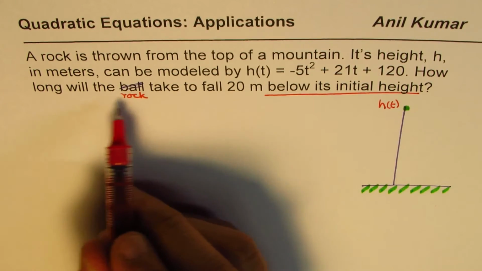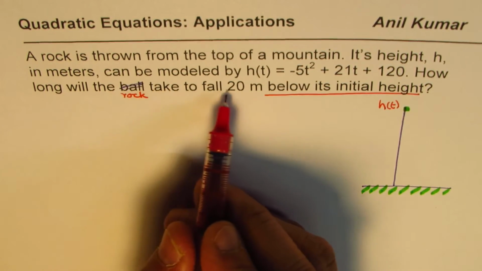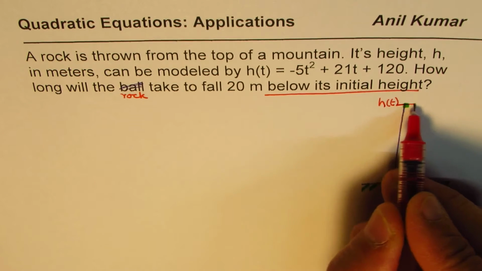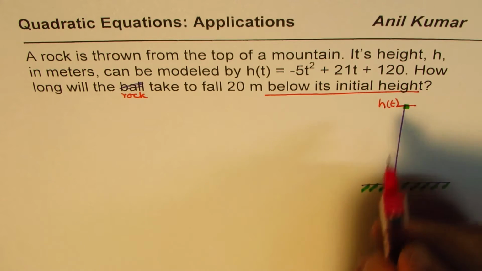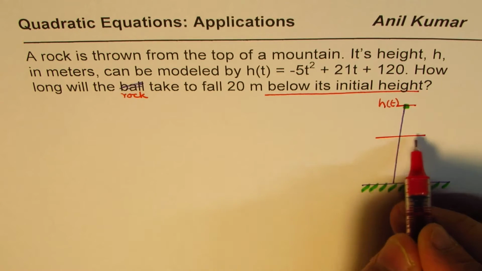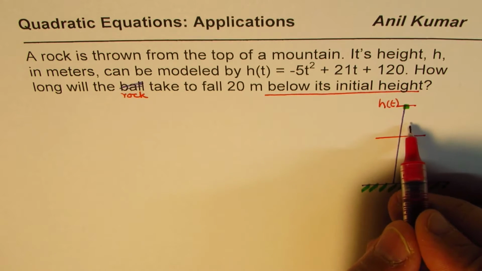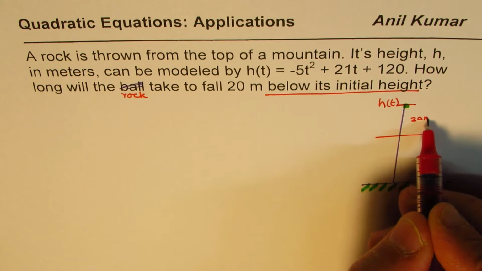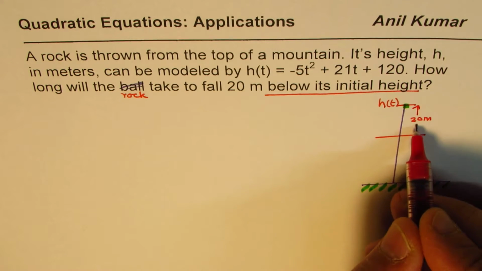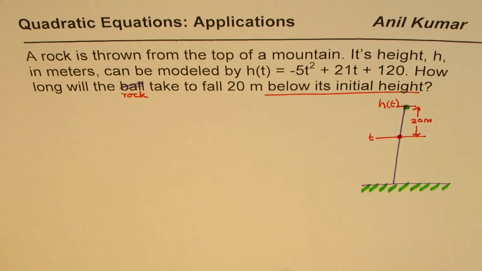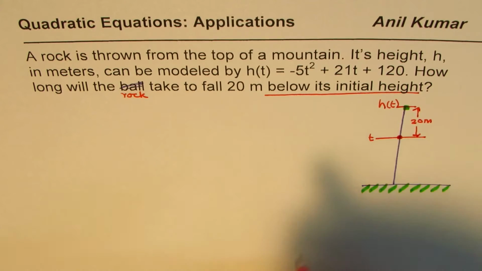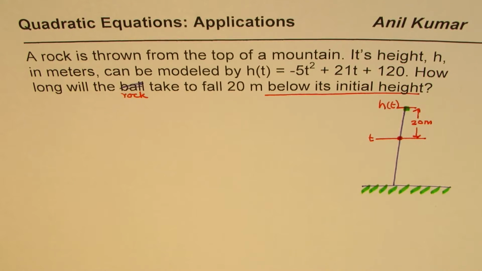Now how long will the rock take to fall 20 meters? So whatever this height is at t equals 0, how long will it take to fall to 20 meters? That means that is 20 meters, right? So we need to find time when the rock reaches this point. Do you get an idea, right? So let's get back to it.